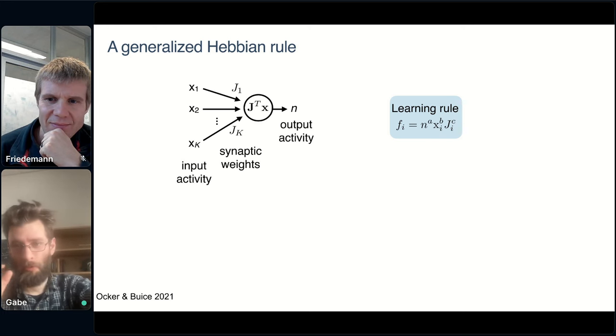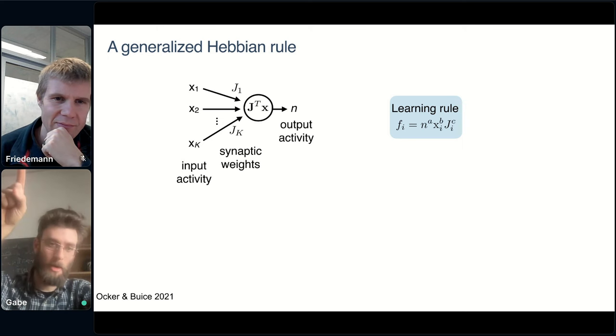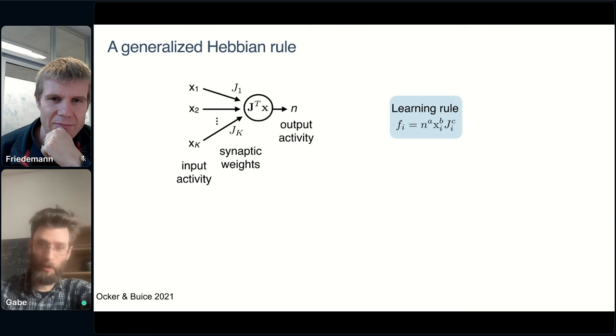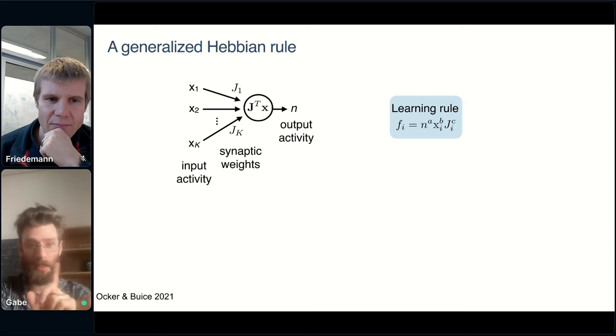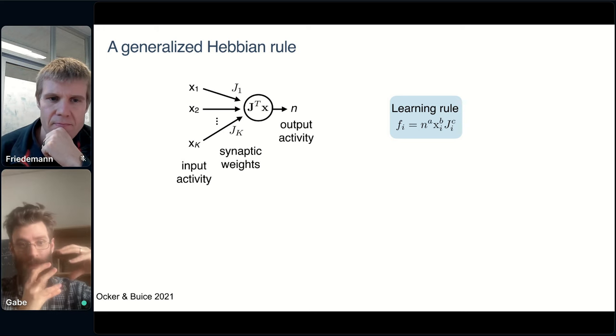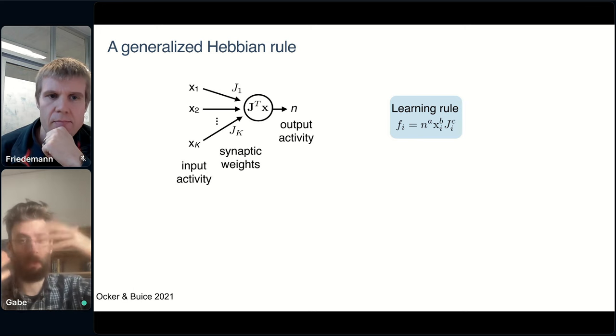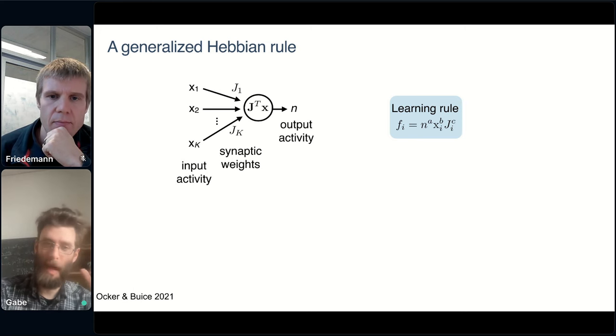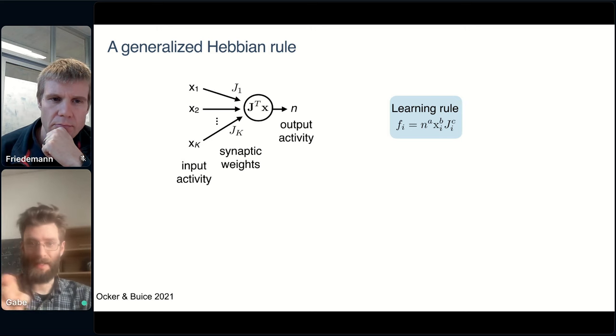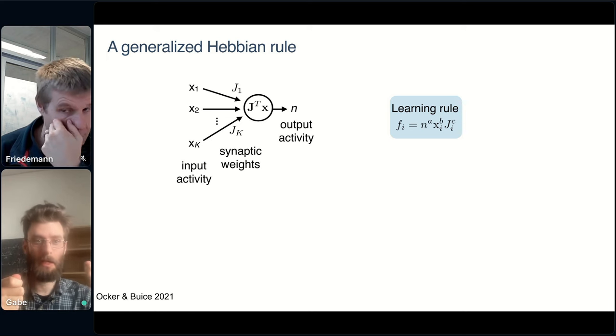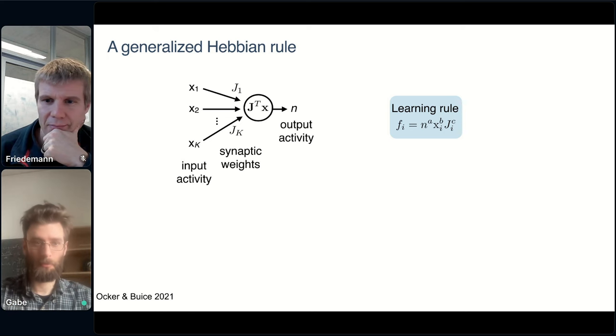And now we have a learning rule that takes that output raised to some power a, times the input xi raised to some power b, times the current synaptic weight j sub i raised to some power c, and that tells us how the strength of the projection i is going to change. If you took these powers a and b to both be 1 and c to be 0, so you just had presynaptic activity times postsynaptic activity, that would be the classic Hebbian learning rule. So this is a Hebbian rule with higher order dependency and weight dependence.